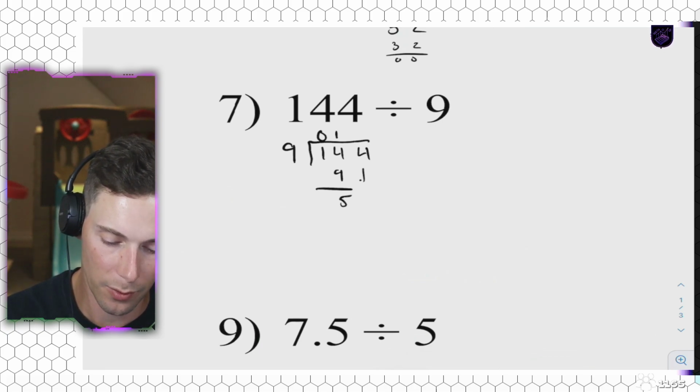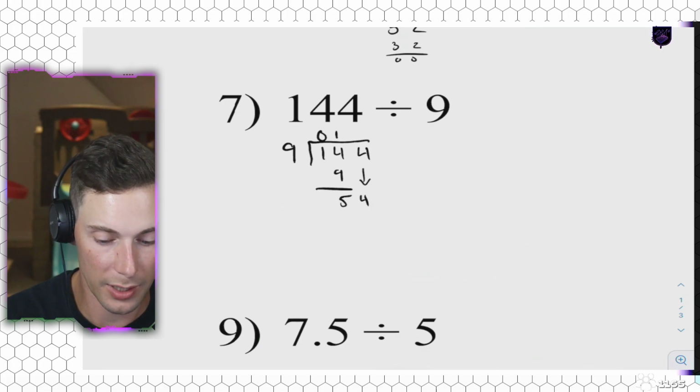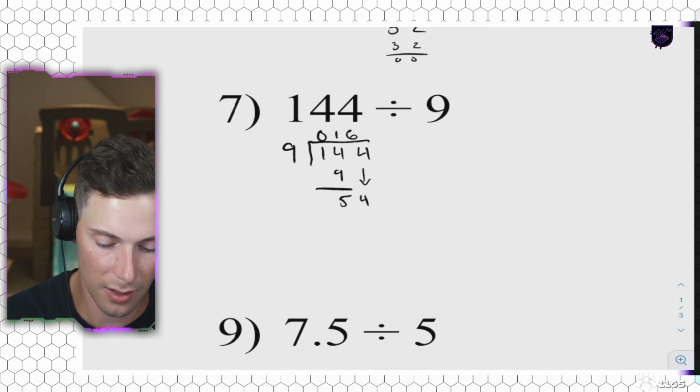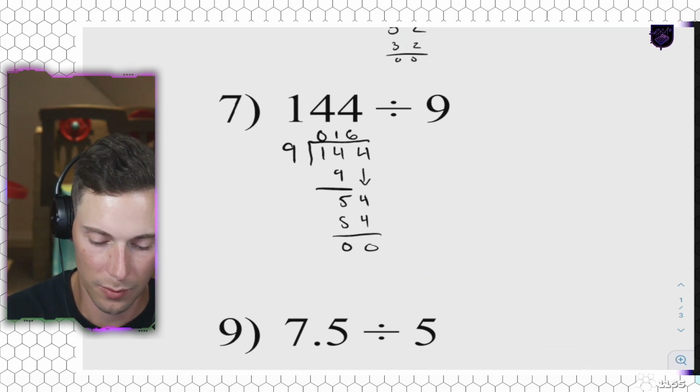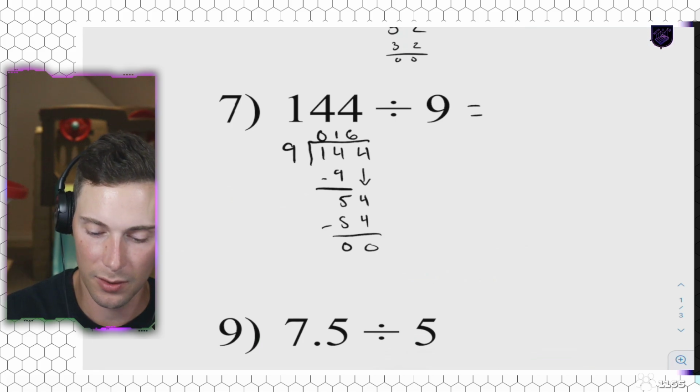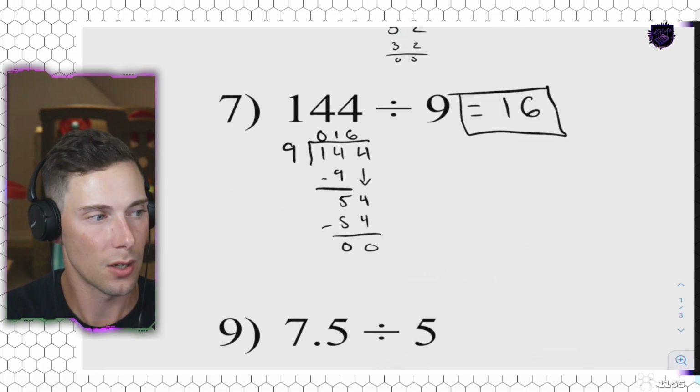Let's drop down our 4. 54. Does 9 go into 54? It does, 6 times for exactly 54, which we can subtract there and it will be 0. So its answer is 16. Box our answer. Move on.